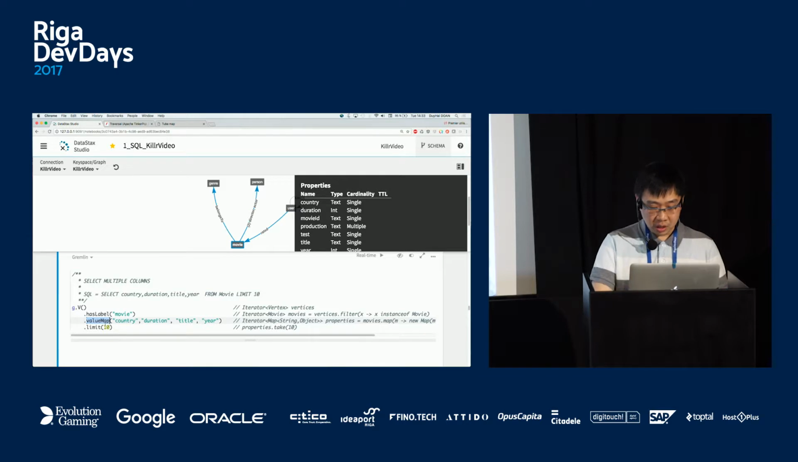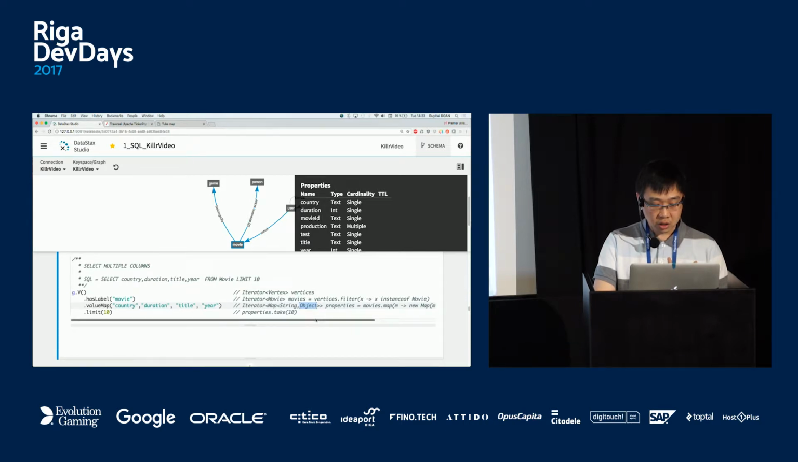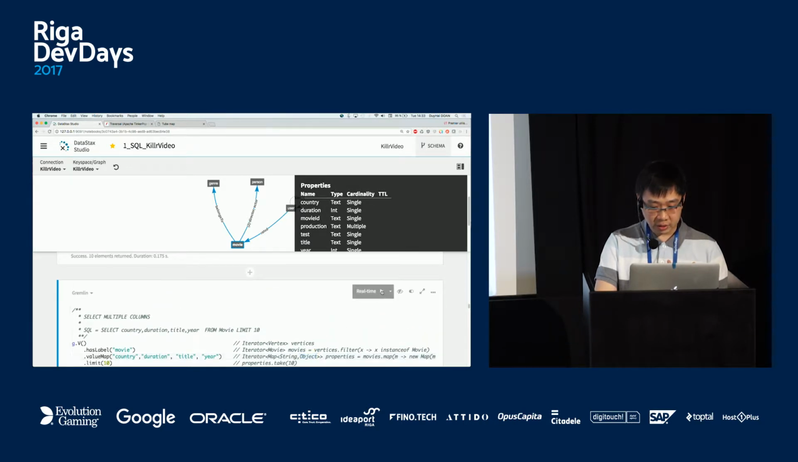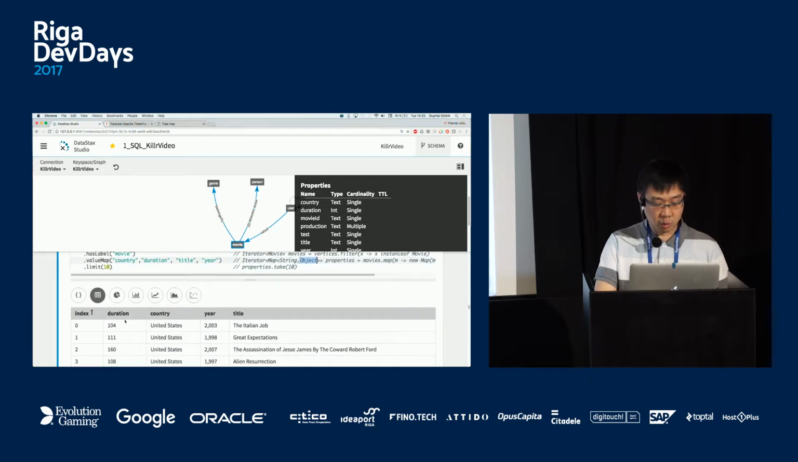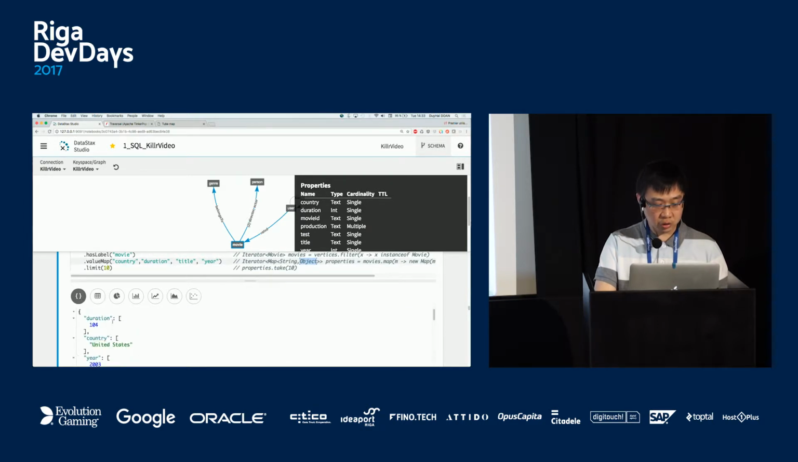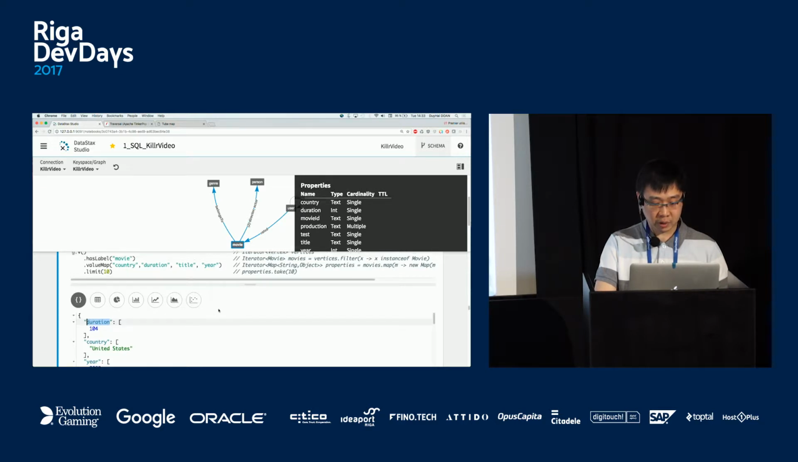What does it mean? It means that it transforms your iterator of movie into an iterator of map, string object. The key of the map is the column name, country, duration. The value of the map, of course, is the value of this column. So to see that, let's click on play. So here we are. You have the first 10 movies displayed by duration, country. And if you look at the row display, you see here that it is a map structure. Key value. Okay.